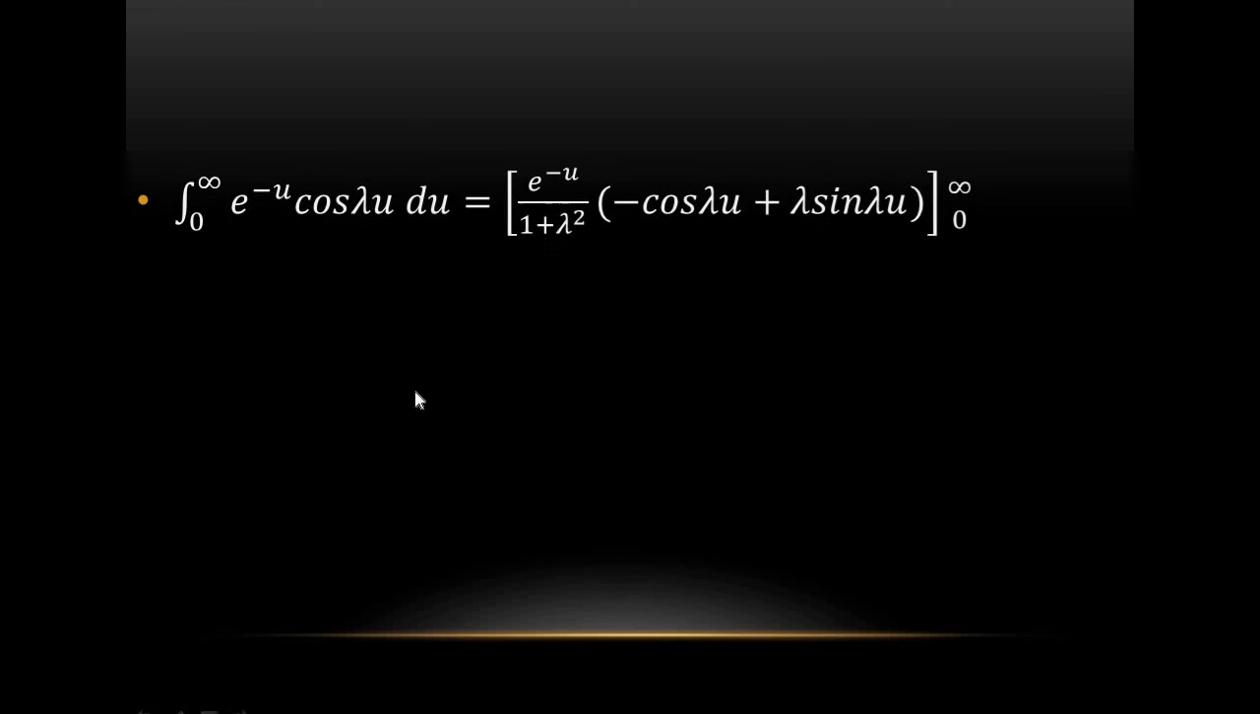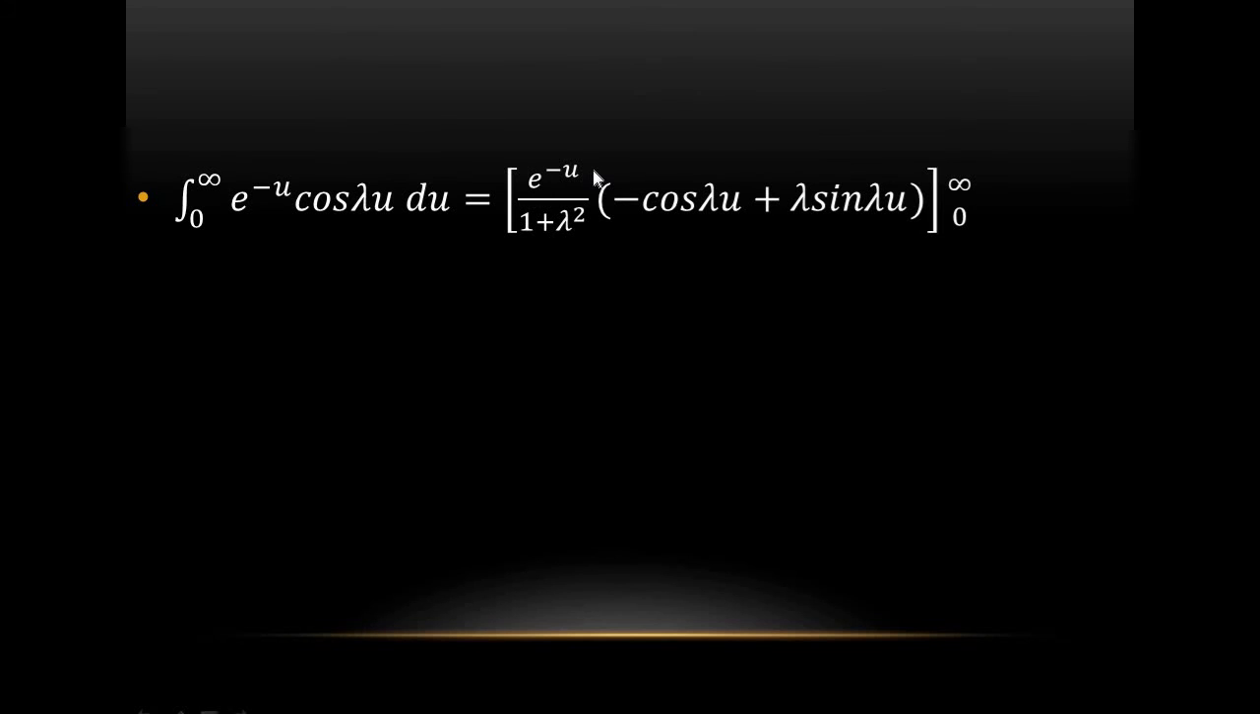Now next, suppose we have to find the integration from 0 to infinity of e raised to minus u cos lambda u du. So that is the standard formula, e raised to ax cos of bx. The formula is that the integral of e raised to ax cos of bx is equal to e raised to ax upon a square plus b square, in bracket a cos bx plus b sin bx. Here the value of a is minus 1 and the value of b is lambda, so we have to put that here.